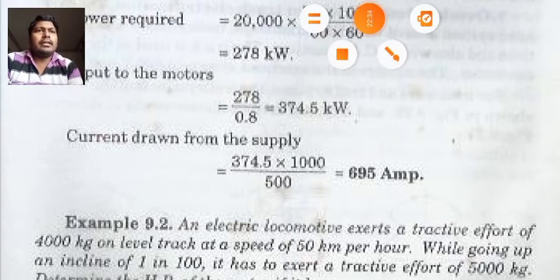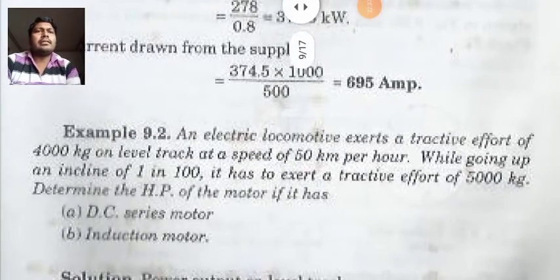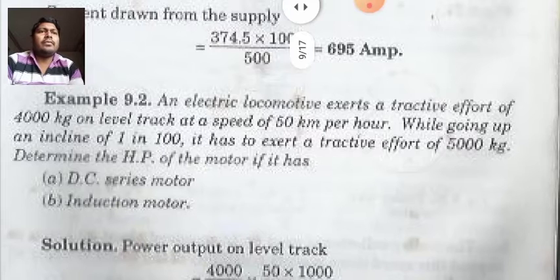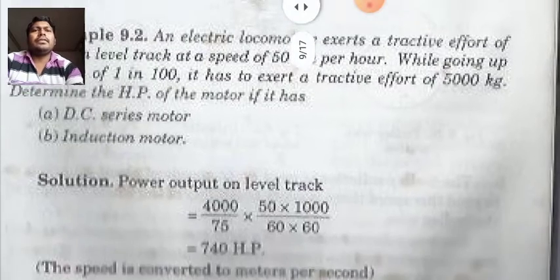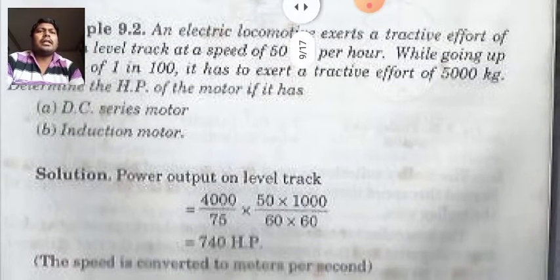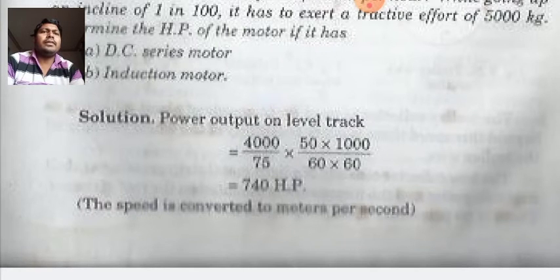So now there are some other problems also. Let us discuss this one also. An electric locomotive exerts a tractive effort of 4000 kg on level track at a speed of 50 km per hour. While going up an incline of 1 in 100, it has to exert a tractive effort of 5000 kg. Determine the horsepower of the motor if it is a DC series motor, and the second one is an induction motor. Now here, in the first case if it is a DC motor, then power output on level track is equal to 4000 divided by 75 into 50 into 1000 divided by 60 into 60.